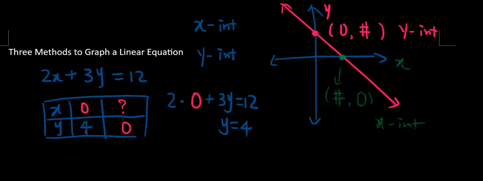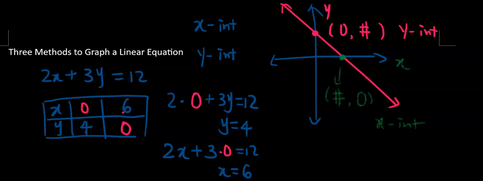The next round, we're going to say this time, y is 0. So find out what is x. 2x plus 3 times 0 equals 12. x is 12 divided by 2, that's 6. All right, we're going to put down, oh, I did not mean to erase this, and put down x is 6. All right, we're going to come back here.